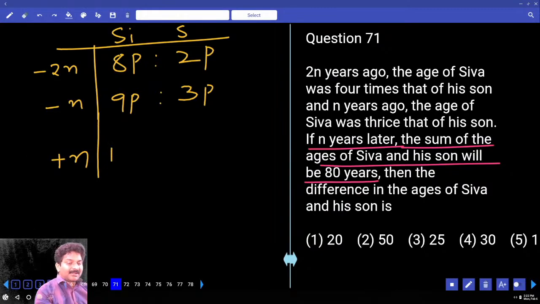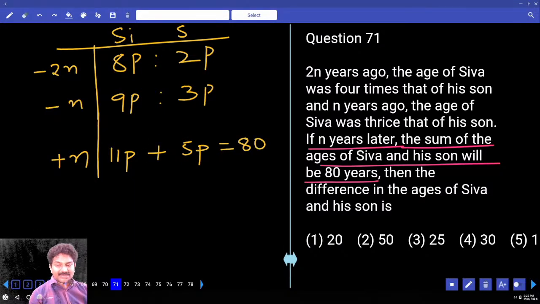Yes? That means here it becomes 11 parts. Here it becomes 5 parts. Sum of ages mentioned as 80. What exactly is the question? Then find the difference of ages between Shiva and his son.